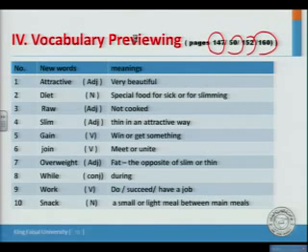Yes. Gain which means win or get. So gain معناها يحصل على أو يكسب. Okay. And join means يتحد أو ينضم.